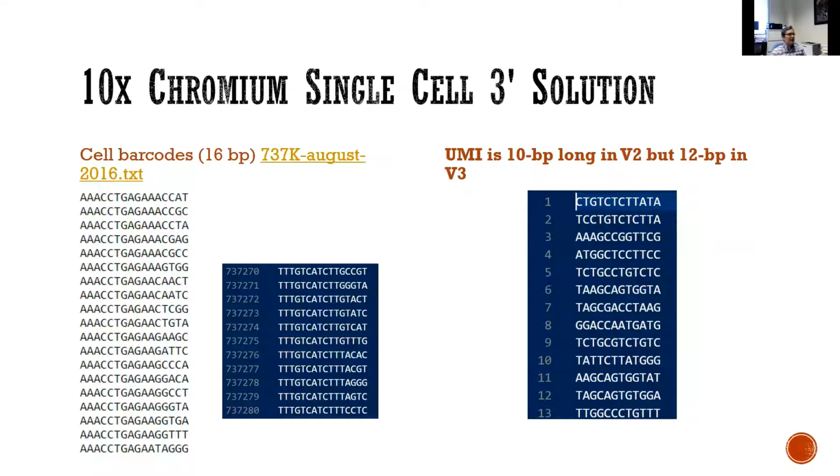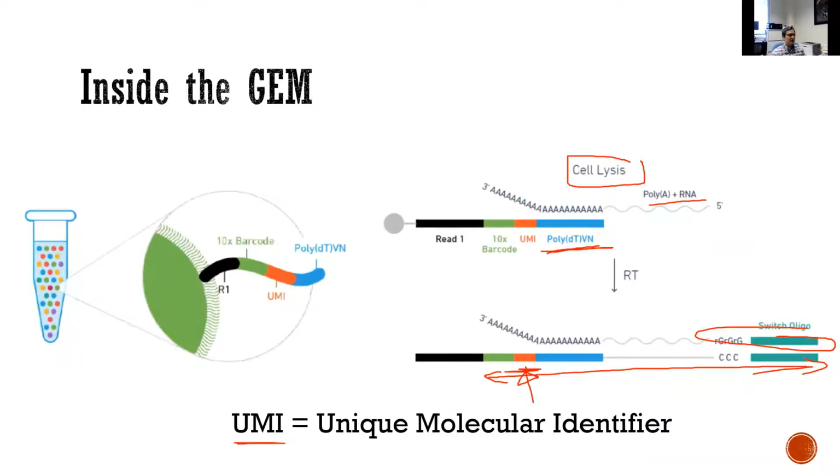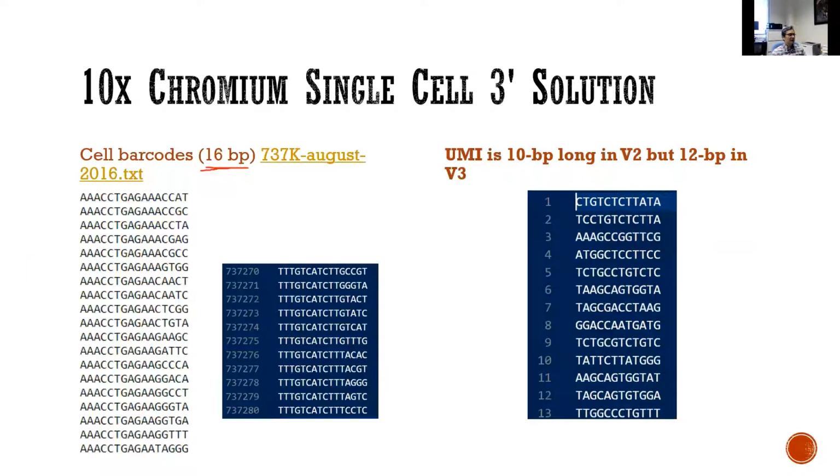So the 10x cell barcode has 16 base pairs. That's this green part, this barcode. This is unique for each of these GEMs. And then they have a standard sequence for this cell level barcode. So this is the barcode sequence.